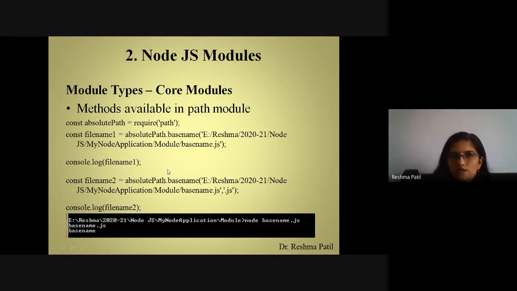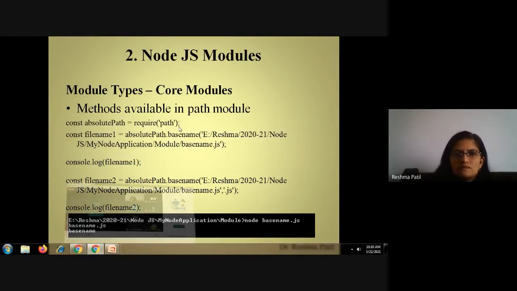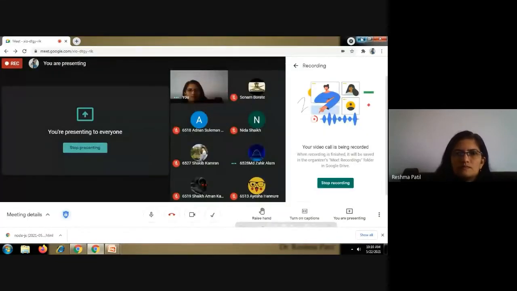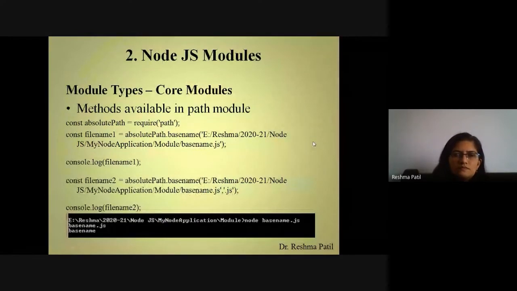So this is the first method of the path module. You can try this. We are going to include the path module here. First, const absolute path is equal to require path. Base name.